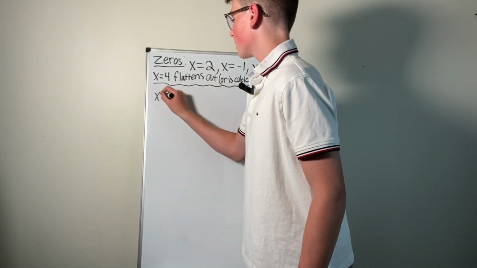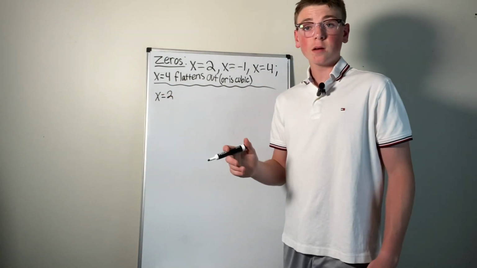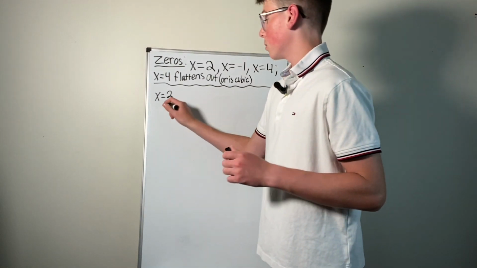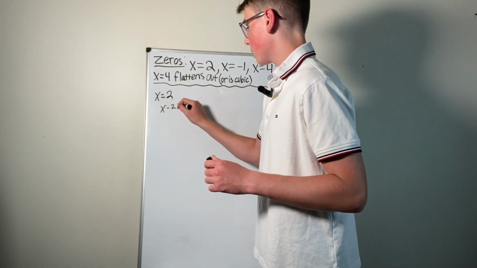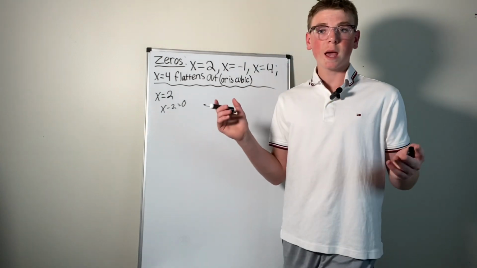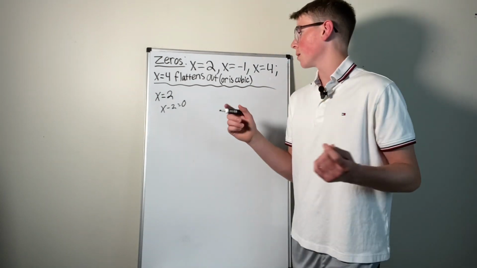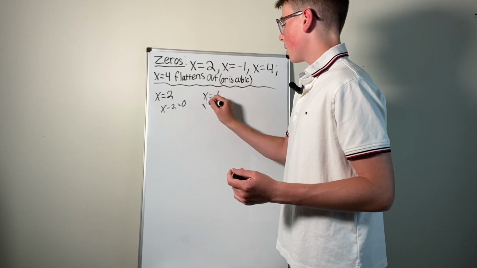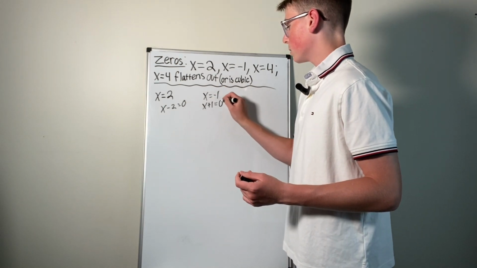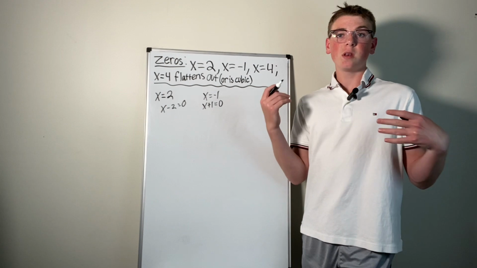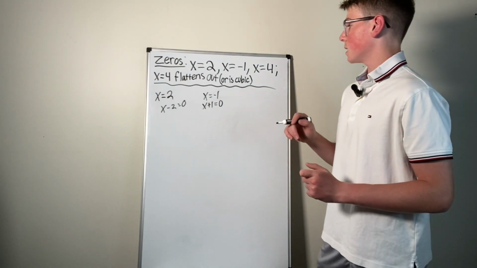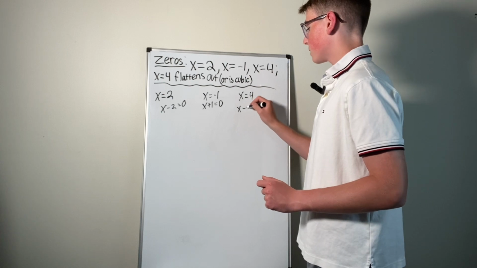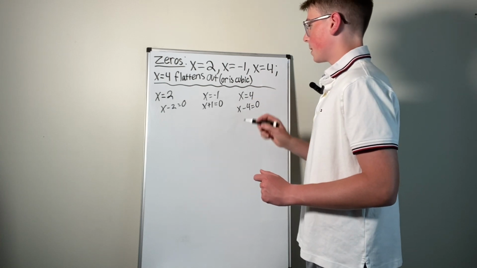So let's start with x equals 2. To get a factor, all you're going to do is make it equal to 0. So x minus 2 equals 0, and then boom, x minus 2 is a factor of this polynomial. So x equals -1, same thing, x plus 1 equals 0. Boom, now we have another factor. Now we have x equals 4, so that will just be x minus 4 equals 0.